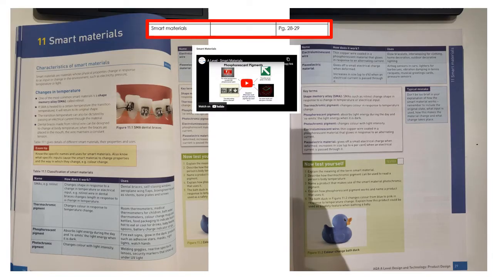Okay, smart materials. Again, there is a video about this. You need to know the different types, how they are influenced, what kind of stimuli actually get them to react. So it could be pressure, it could be light with photochromic pigments and things like that. It could be heat with thermochromic pigments. It could be shape memory alloy. So have a look at the video again, and have a look at these 2 pages in the revision guide.